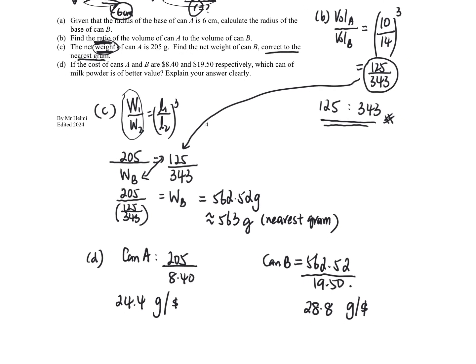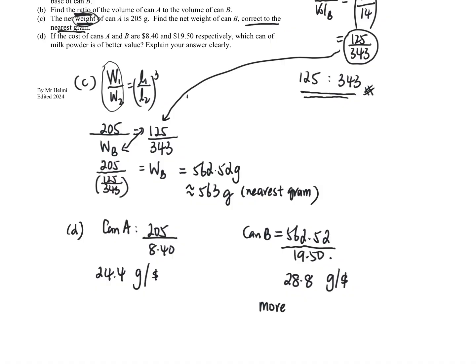Okay, which one is better value? This one, right? I can get a greater mass of milk powder per dollar. So this one, I get more milk powder per dollar spent. So this one has better value.